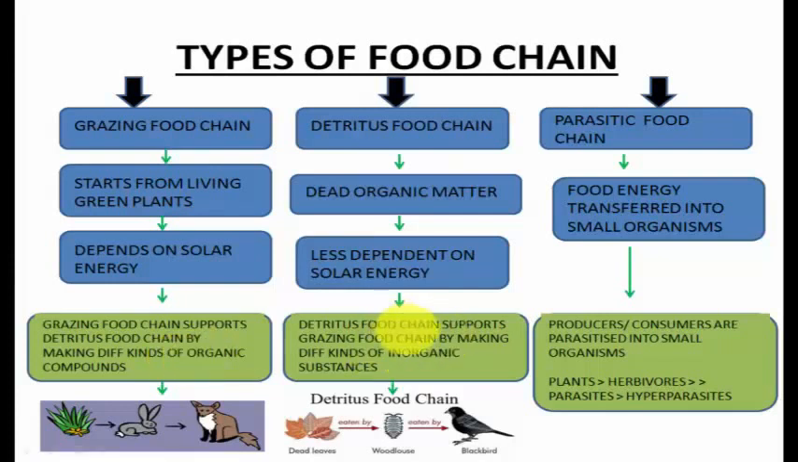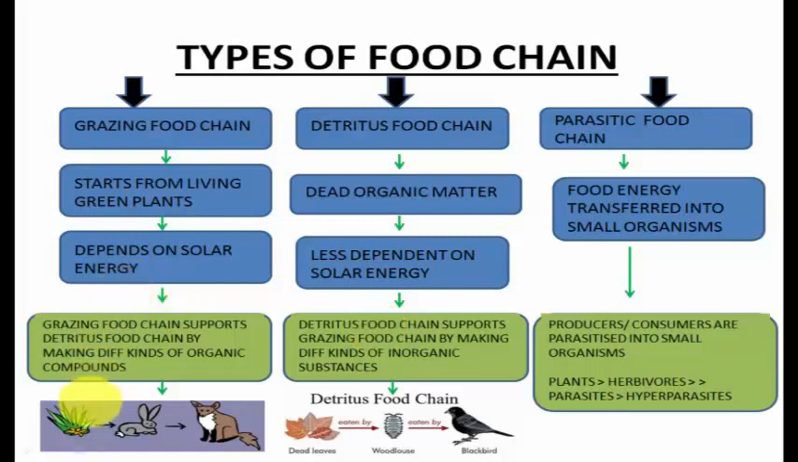Whereas this detritus food chain will support the grazing food chain by making different kinds of inorganic substances, because eventually when any animal or any species decomposes, it produces a lot of inorganic substances. These inorganic substances will then be used by the green plants in order to produce their food, that is the glucose, by using the sunlight, and the process is called photosynthesis. So the green plants will be using these inorganic substances which are provided by the detritus food chain.